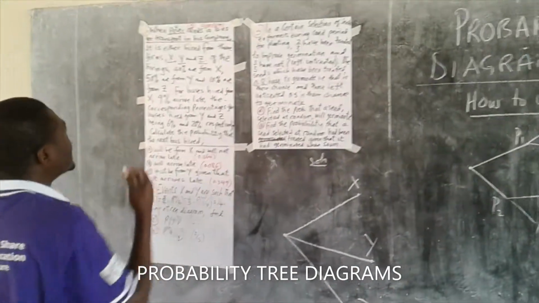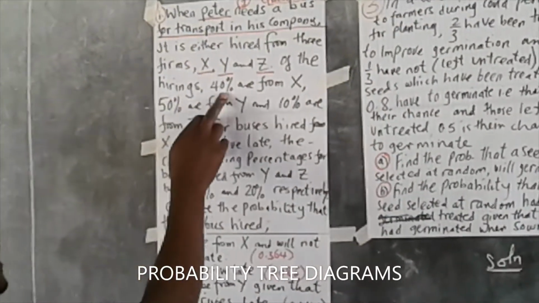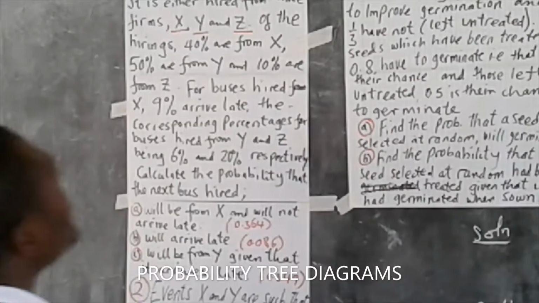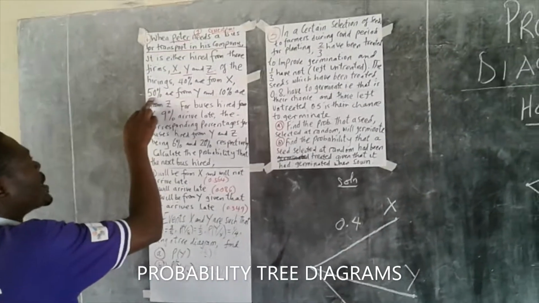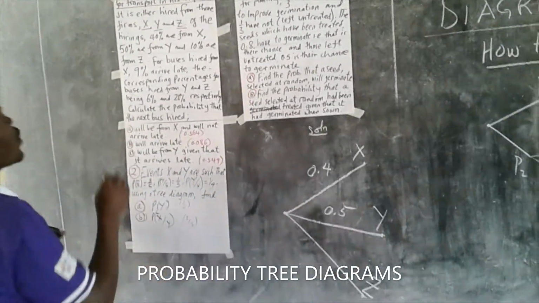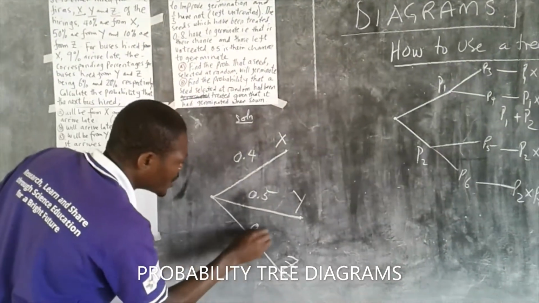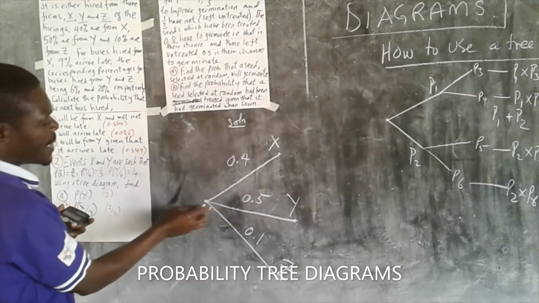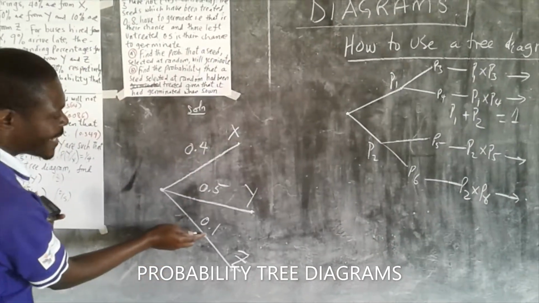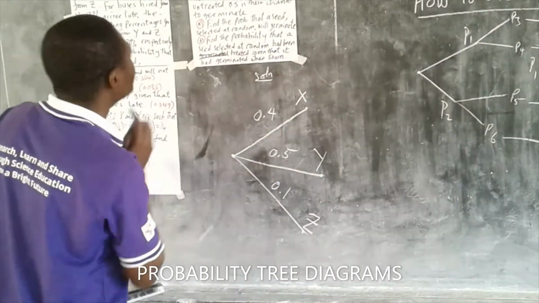Now, X is able to give Peter 40%, and as a proportion, it is 0.4. Y is able to give Peter 50%, which is 0.5. While Z is able to give 10%, which is 0.1. And you will realize that these are 3 branches which meet at a point, and the sum is clearly 1. Before you proceed, you have to check that it is 1.